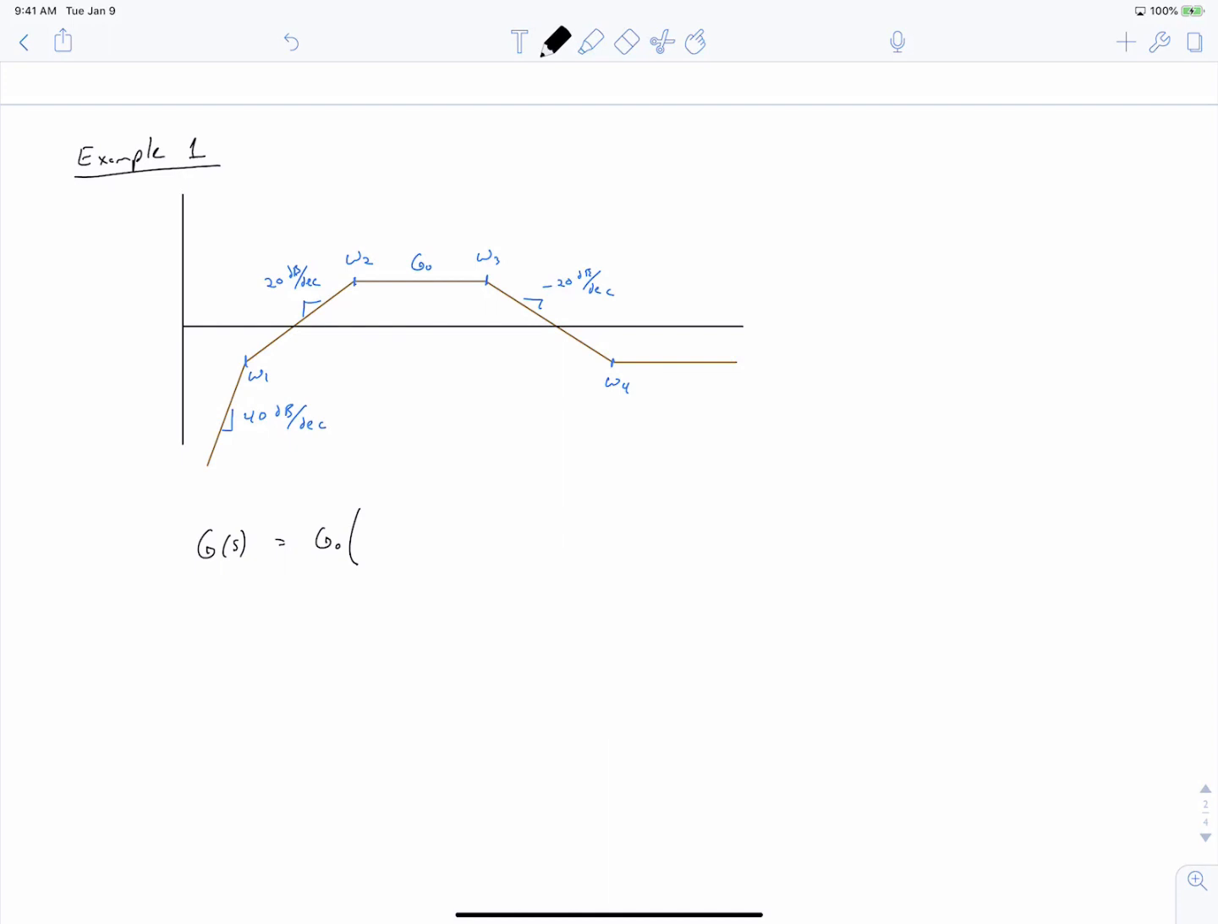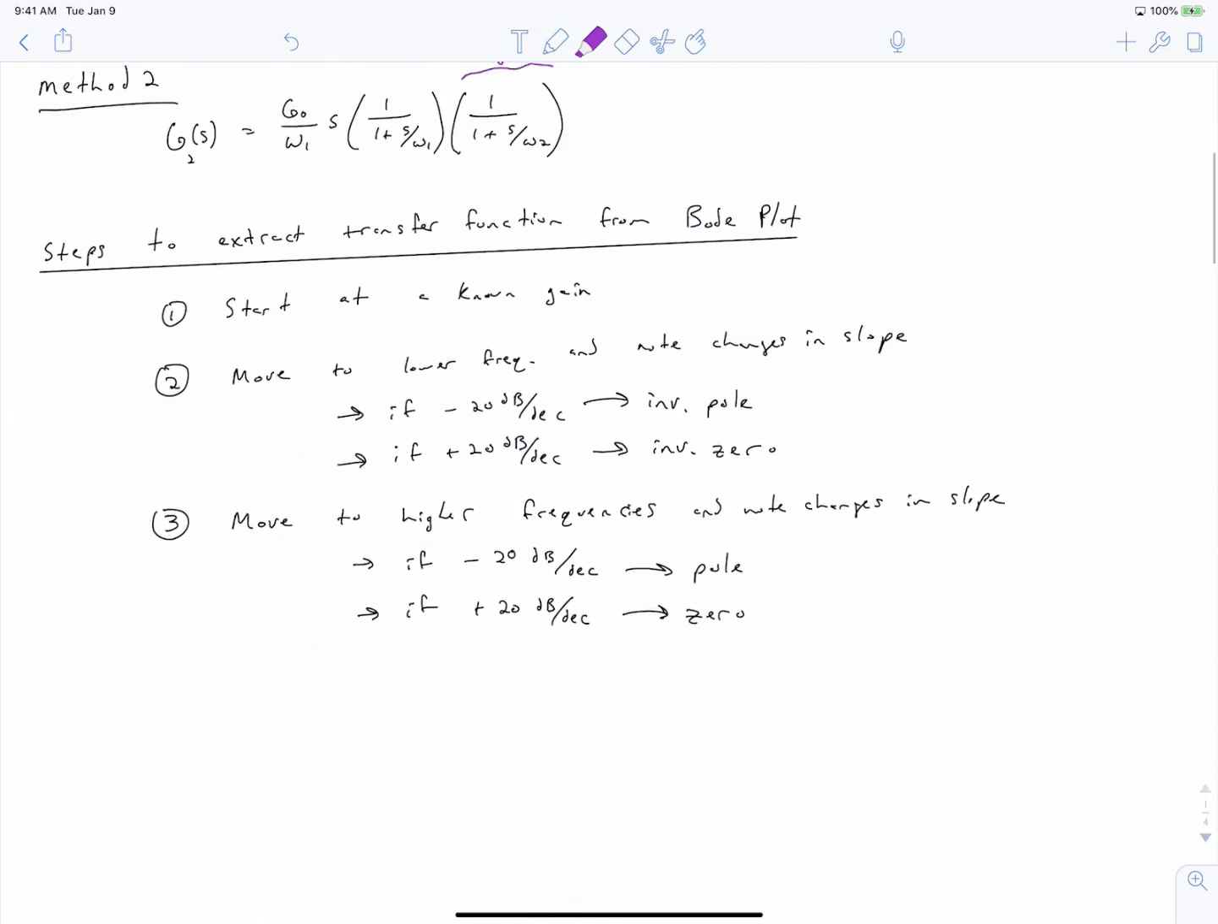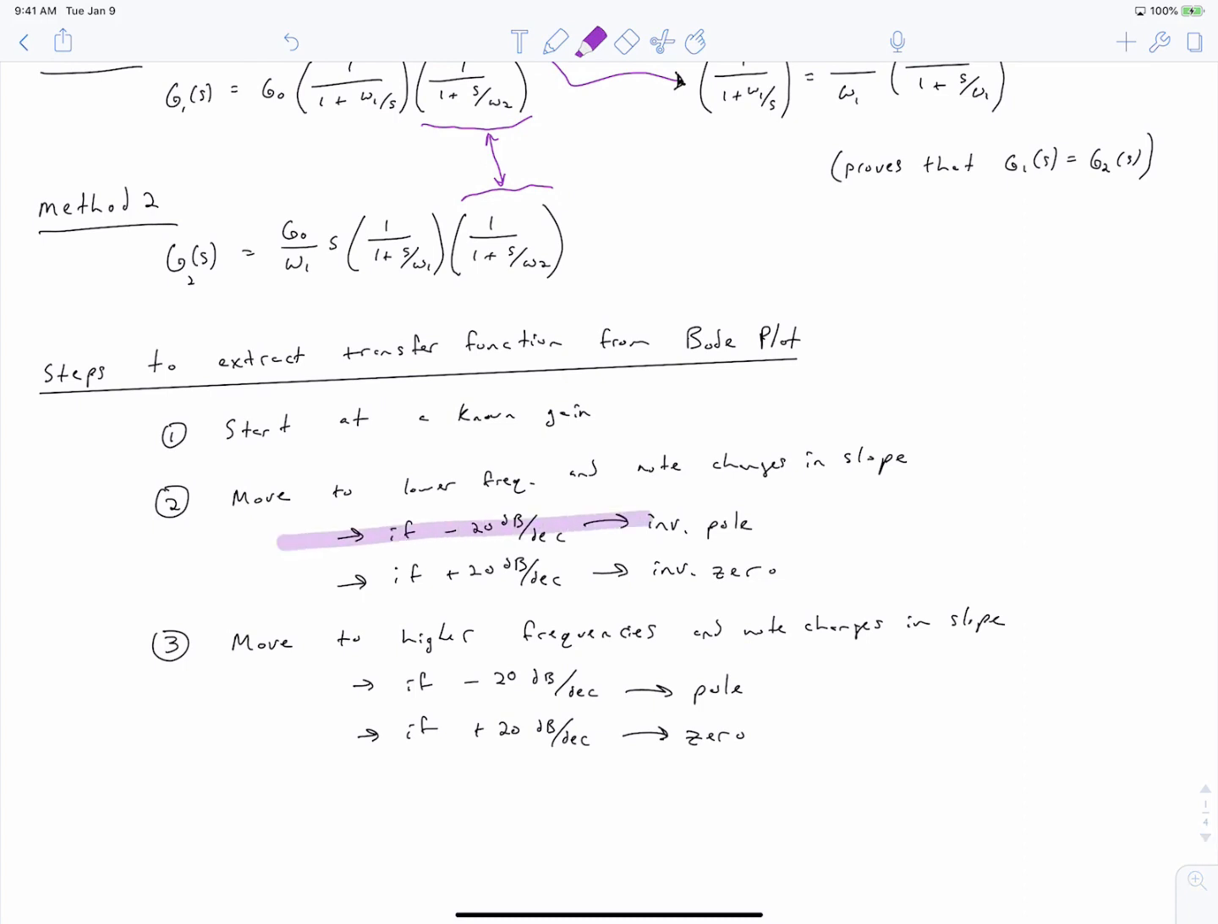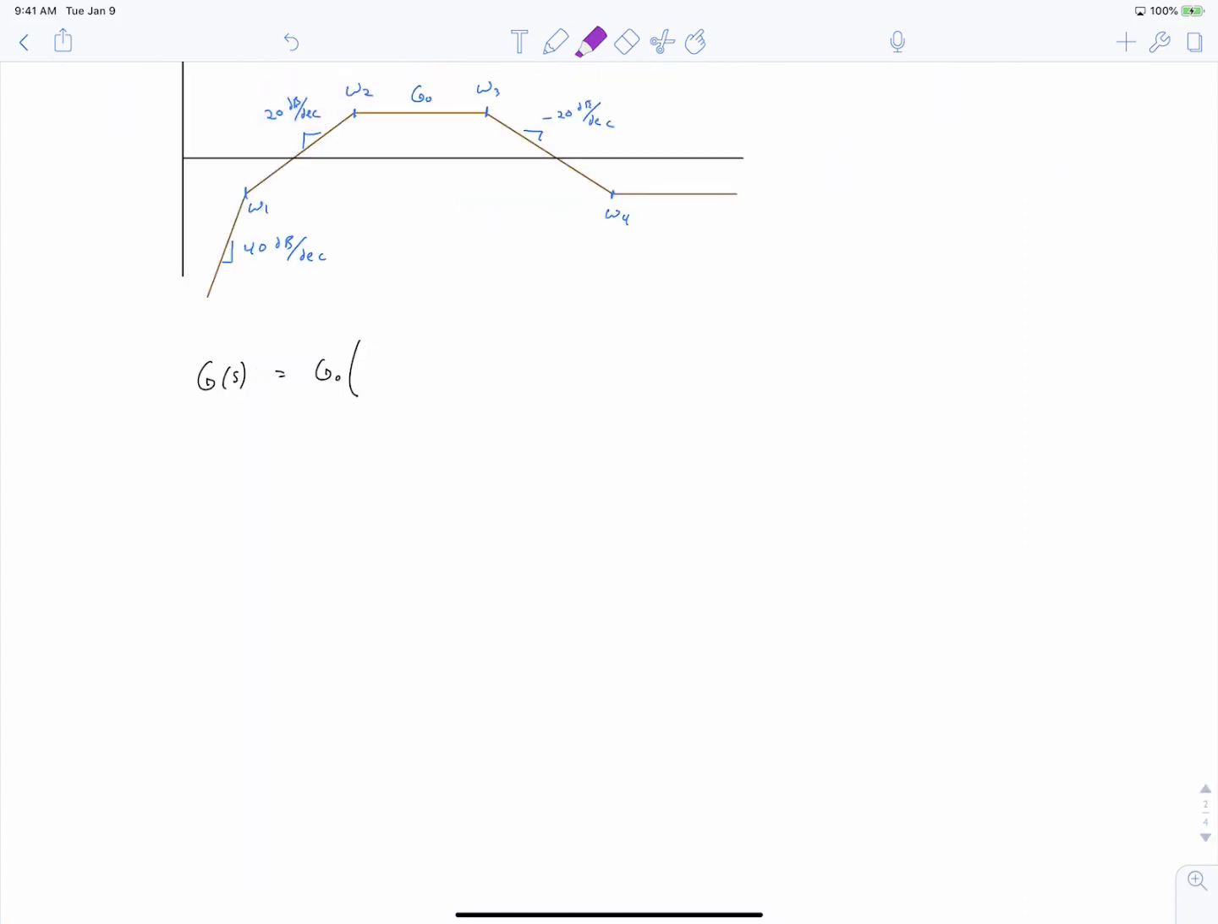And as we go to the left, we see that suddenly we start decreasing at negative 20 decibels per decade. Remember, this is negative 20 decibels per decade as we move to the left. So if we were moving to the right, it'd be plus 20 decibels per decade. But according to our rule, with negative 20 decibels per decade, we have an inverted pole. So we'll add that to our transfer function. We'll multiply it in.